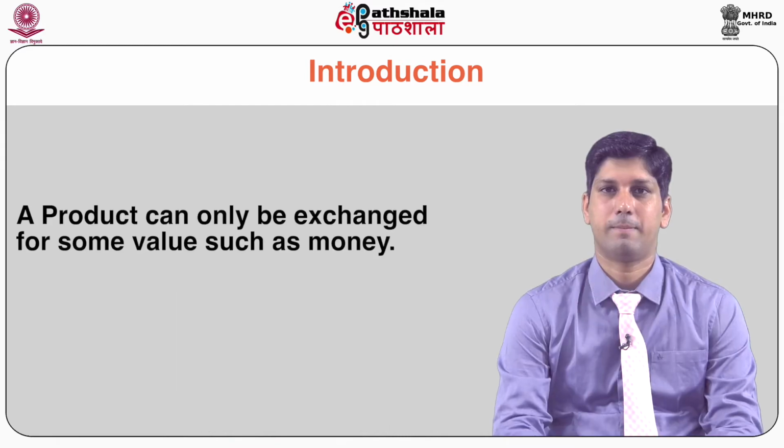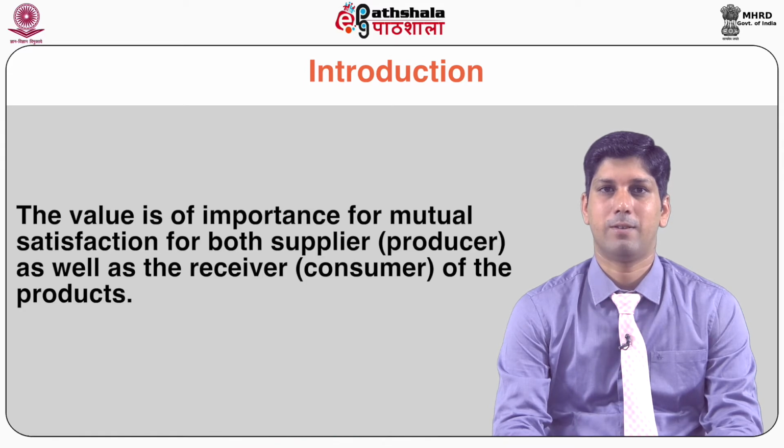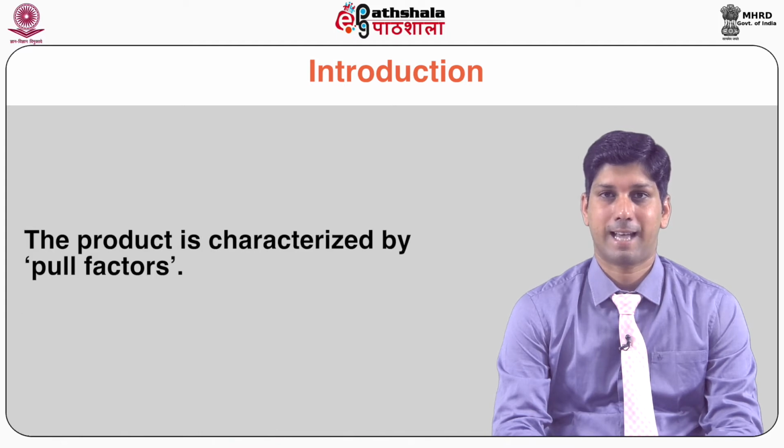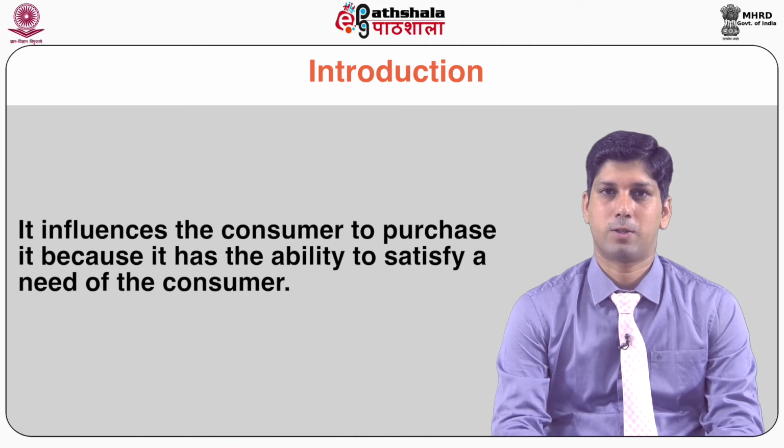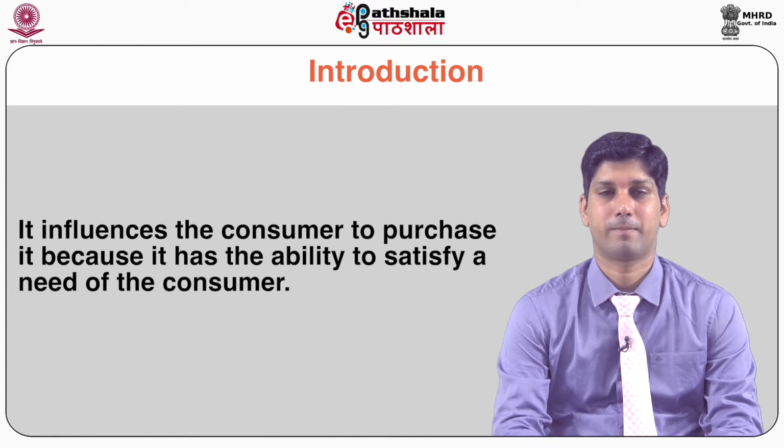A product can only be exchanged for some value such as money. The value is of importance for mutual satisfaction for both the supplier as well as the receiver of the product. The product is characterized by pull factors. It influences the consumer to purchase it because it has the ability to satisfy a need of the customer.